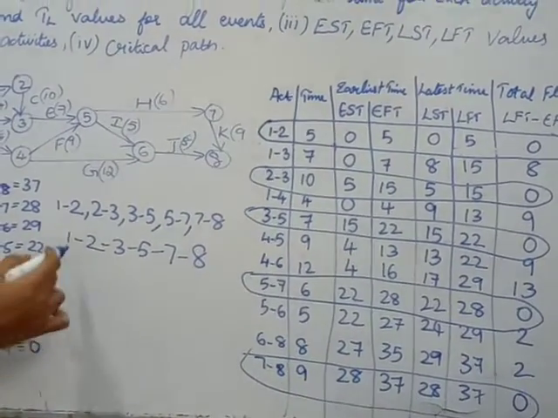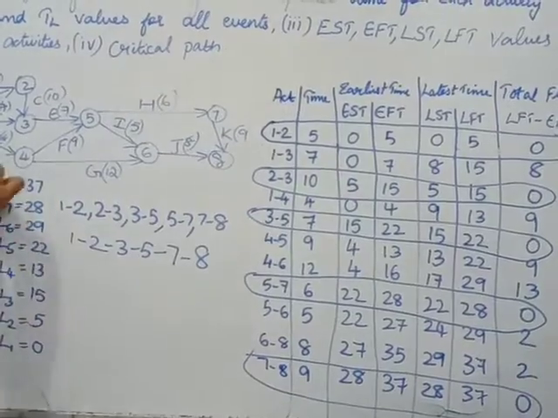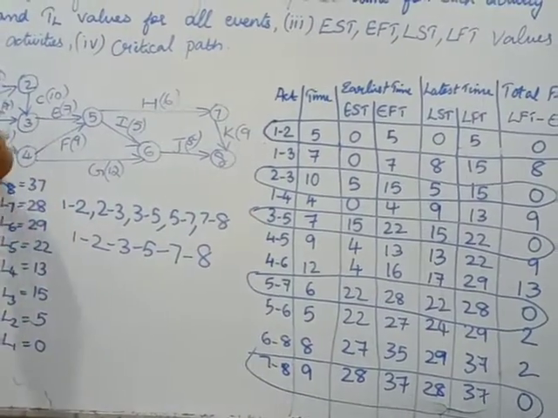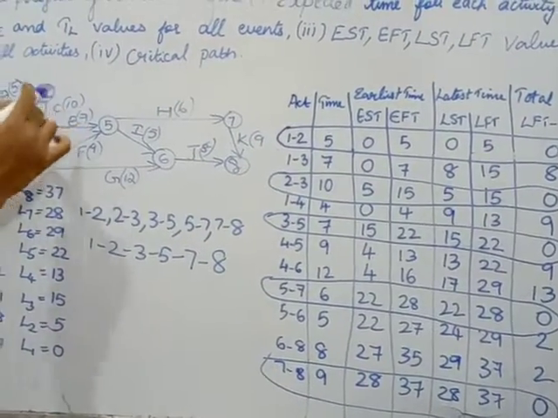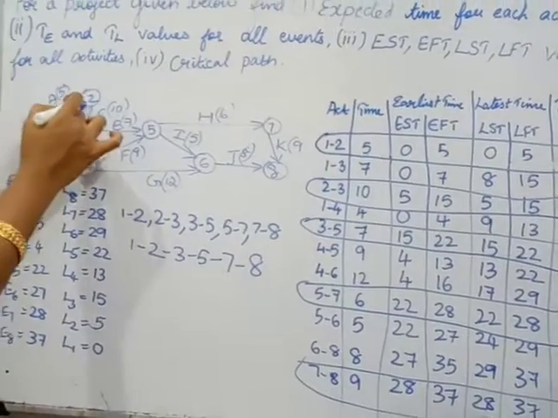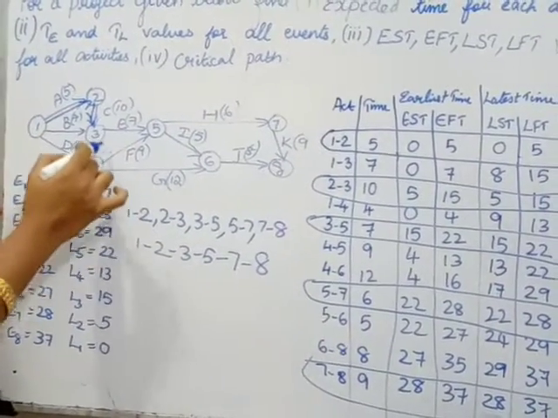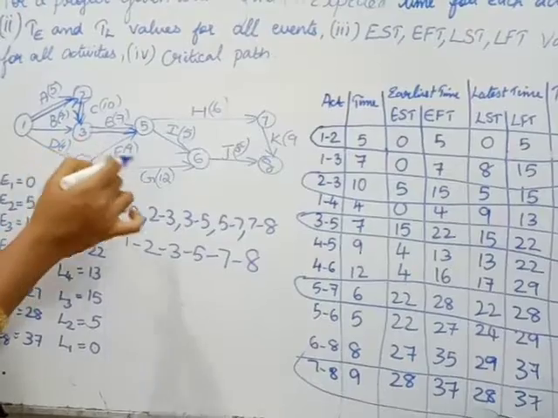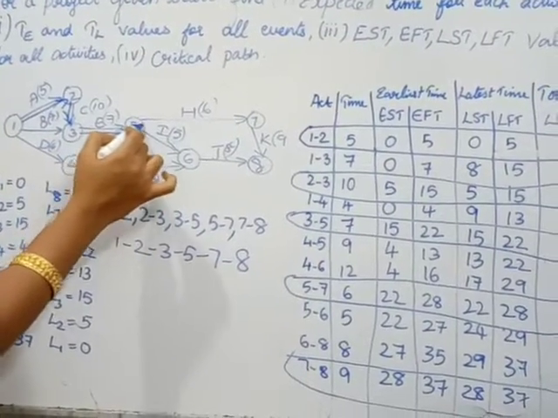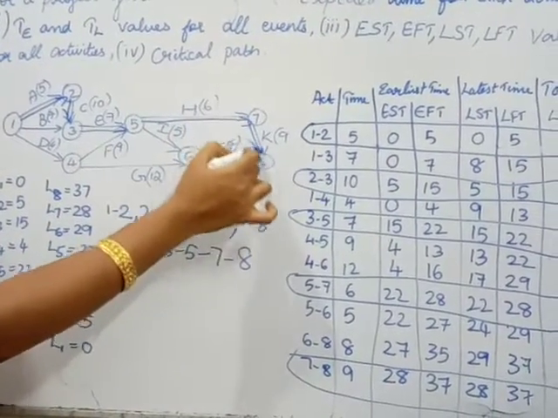The project duration. Before that, once again you have to construct the network diagram with a double line: 1 to 2, 2 to 3, 3 to 5, 5 to 7 and 7 to 8.